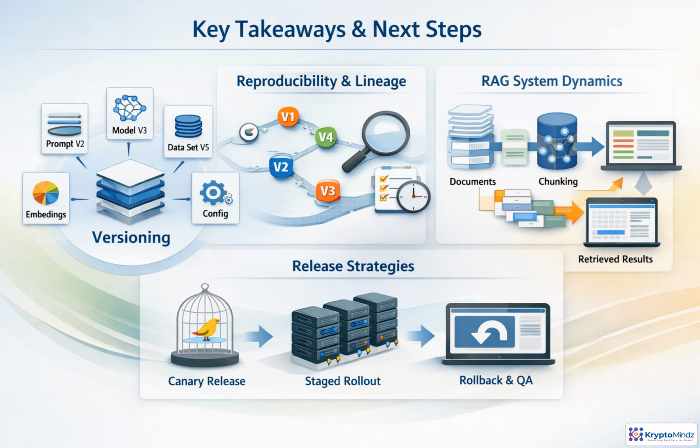Versioning is what makes GenAI operations dependable. Track not just code, but prompts, models, embeddings, indexes, datasets, and configuration. Preserve lineage so you can reproduce behavior, debug incidents, audit decisions, and roll back safely. RAG adds extra moving parts, especially documents, chunks, embeddings, and indexes. Next, these versioned assets support canary staged rollouts, readiness checks, and recovery plans.